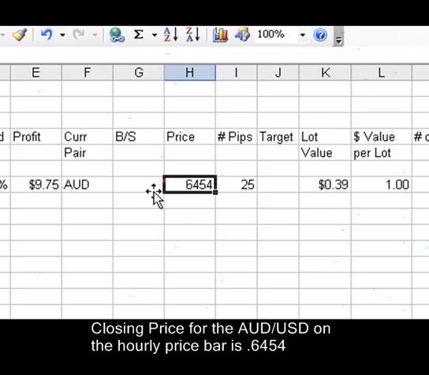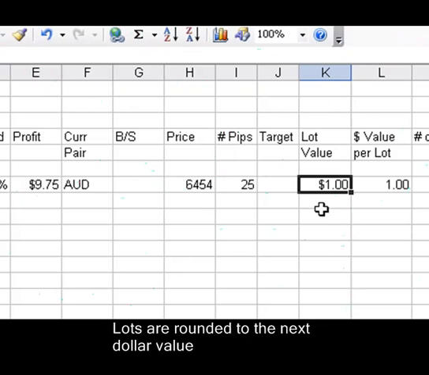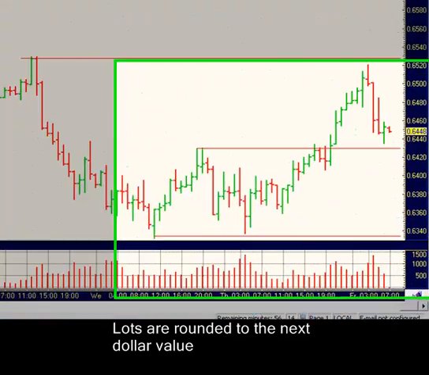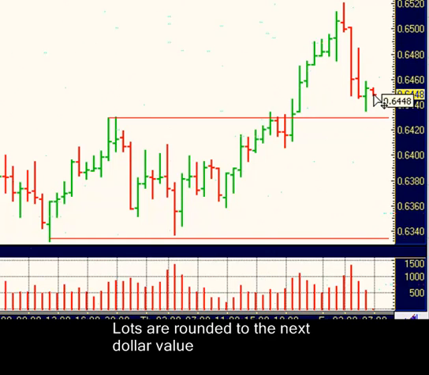You notice that the lot value here is 39 cents, but we're going to round this up to whole numbers. So the closest that's going to get to is one lot. We're going to trade one lot on this trade, which means if we make 25 pip profit, we're going to take the balance up to $999. Let's go back to our charts. Just waiting to get an entry point. If we get an entry point around the 64.54, I'll come back to you on the video. Okay, we'll see you real soon.